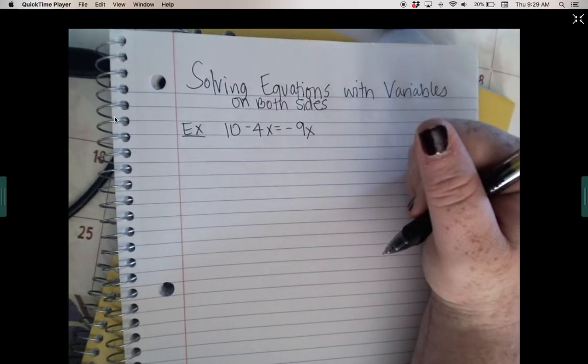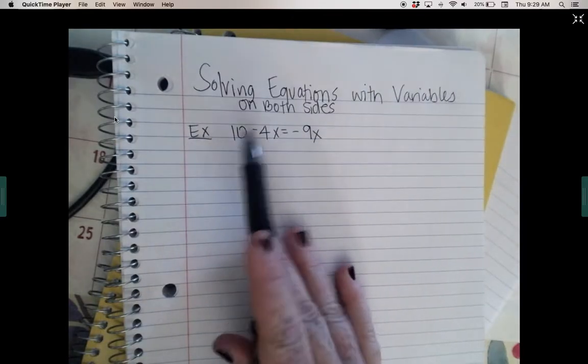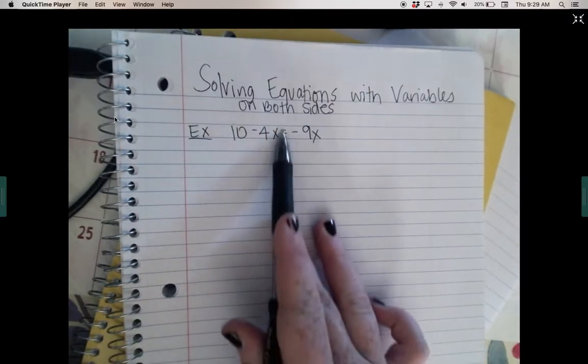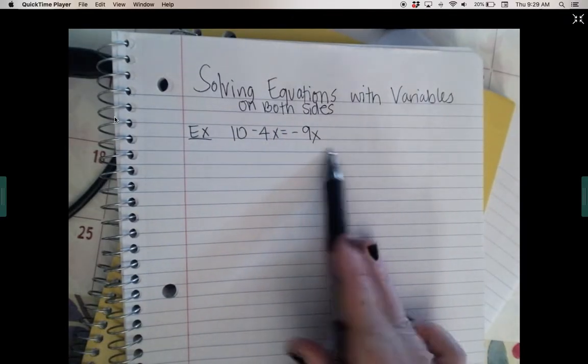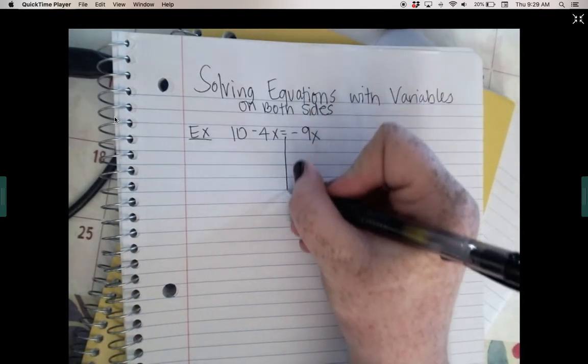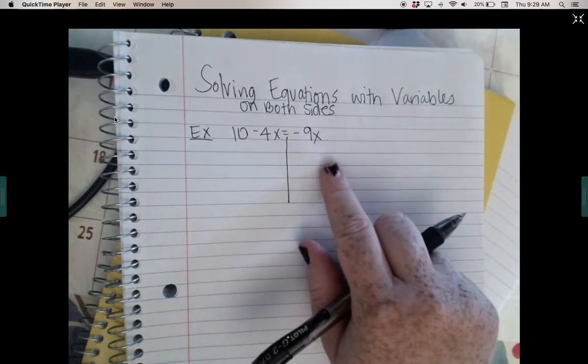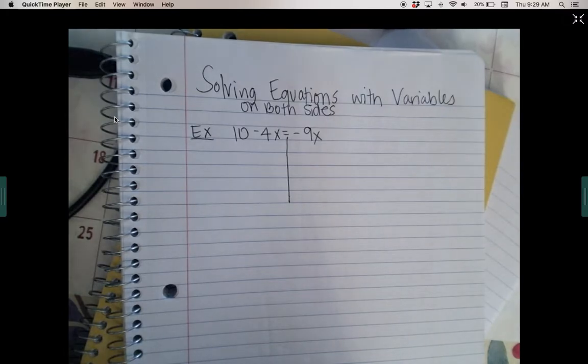I personally, when I look at this, I would want to move this negative 4x to the right, because if I move the negative 9x, then there'll be nothing left on the right side, and I'll just have to move something over there anyway. If you move to the other side, it doesn't matter. You'll end up with the same answer in the end.